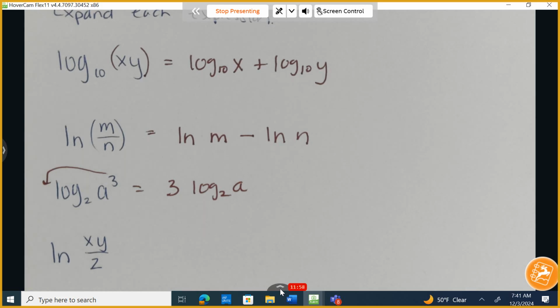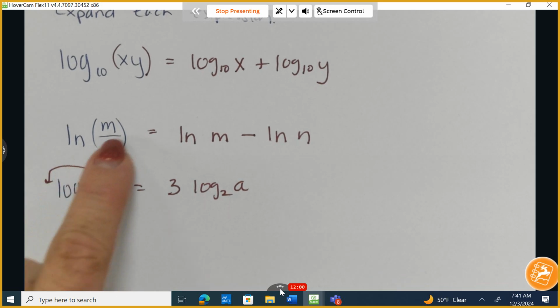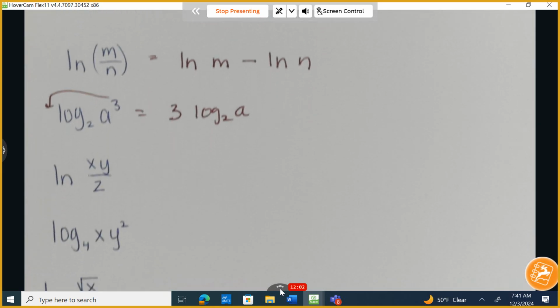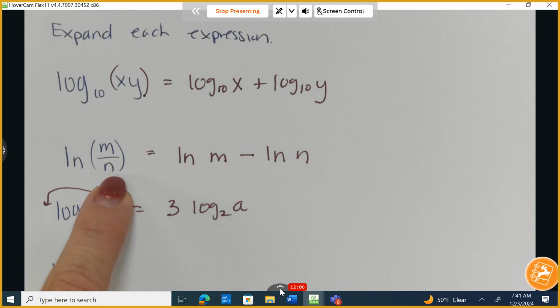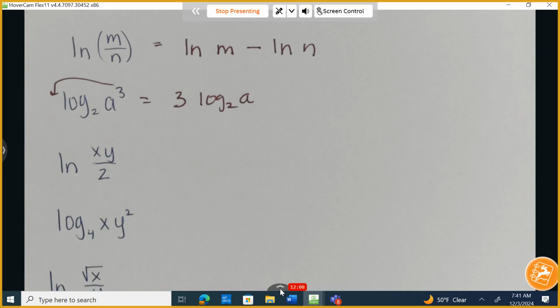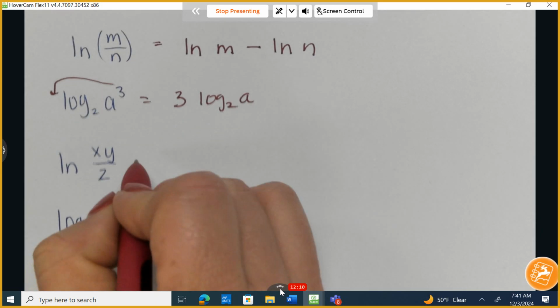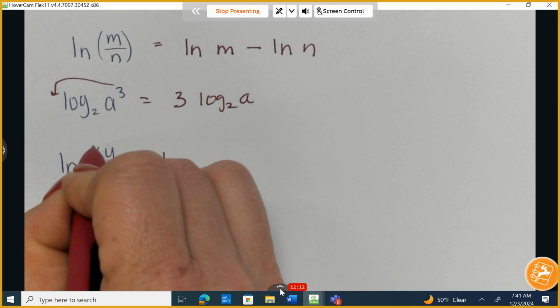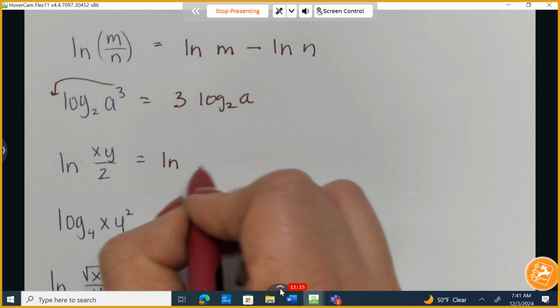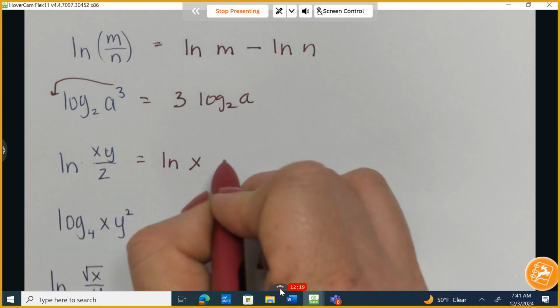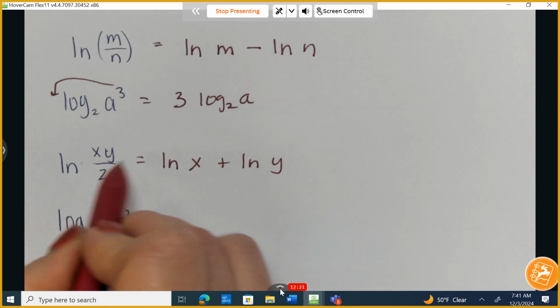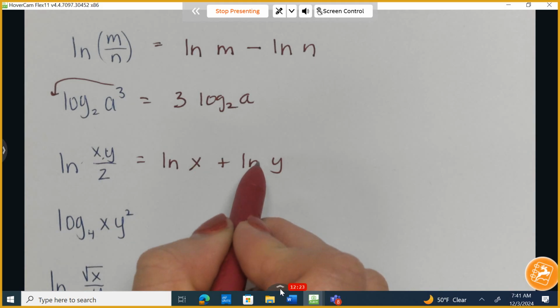The fourth example is similar to this example, but there's an extra part to it. So instead of only having 2, one on top and one on the bottom, we now have 3 items. ln, and I'm first only going to apply it to the top. So ln of x, multiplication turns into addition, plus ln of y. So I've taken care of the numerator.